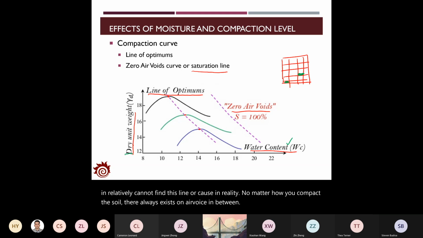And you will also find that this line, the realistic line, even under different compactions and different water contents, will never intersect with the saturation line. It just shows the boundary for the relationship between density and water content.